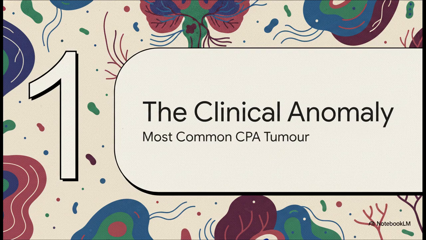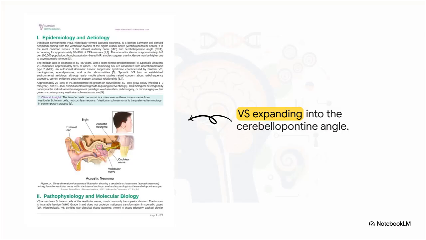This is the most common CPA tumor. When we look inside the internal auditory canal and expanding out into the cerebellopontine angle, we find these benign WHO grade 1 neoplasms. They actually originate right at the glial-Schwann junction. You probably know it as the Obersteiner-Redlich zone. Most commonly springing from the superior division of the vestibular nerve, these masses account for an astounding 80 to 90% of all CPA masses. That's a huge slice of the pie.